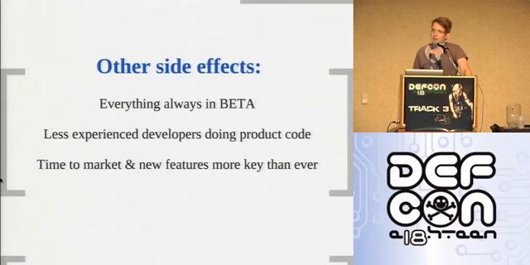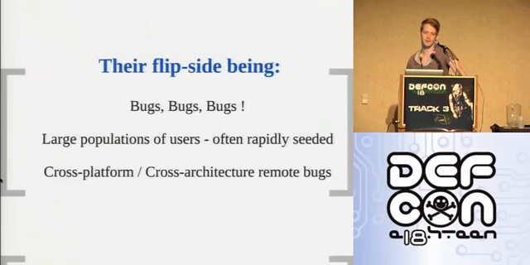Other side effects of the new development model: obviously everything's always in beta. Less experienced developers are developing code that actually is used in products, and time to market and new features are key. So there'll be a lot of new code out there that hasn't necessarily been tested as thoroughly as you'd like, and the flip side of all those points is that there's going to be tons of bugs, and that's what we like. There are often new large populations of users for whatever the in-app of that week is, and they can often be rapidly seeded. So a huge population of users running some very vulnerable code will burst up, and obviously that's the best thing that you can have.